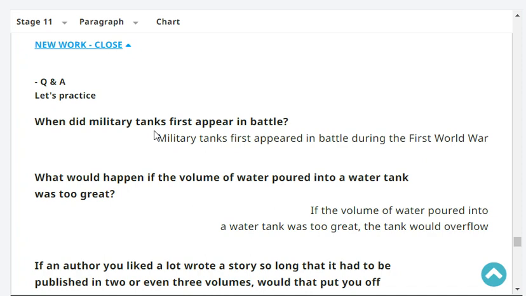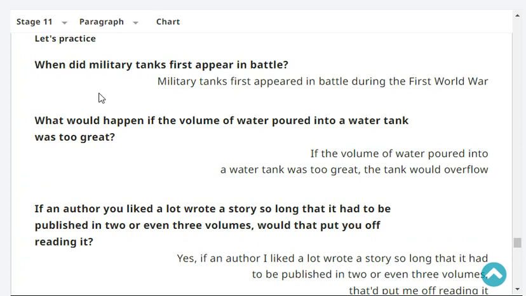Megan, what would happen if the volume of water poured into the water tank was too great? If the volume of water poured into the water tank was too great, the tank would overflow. Very good.